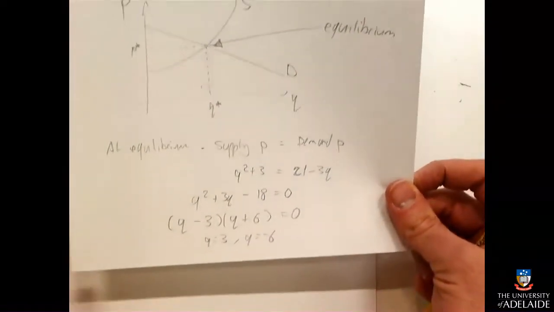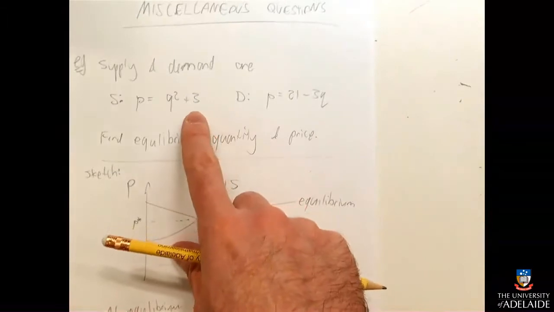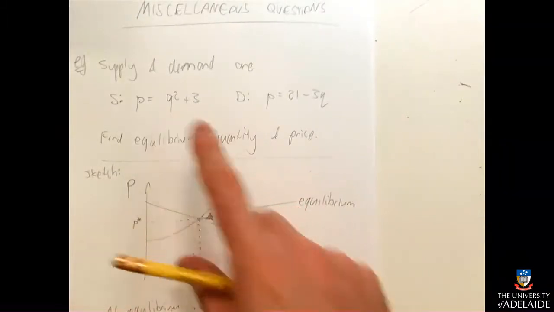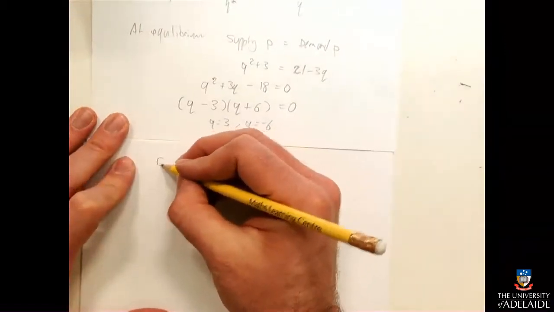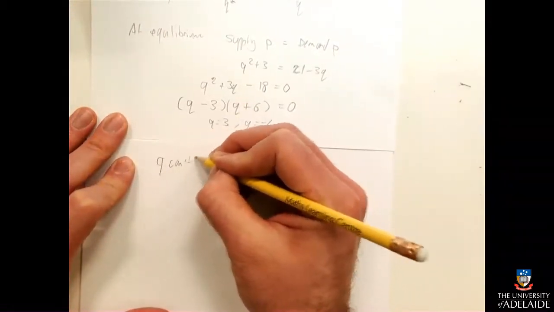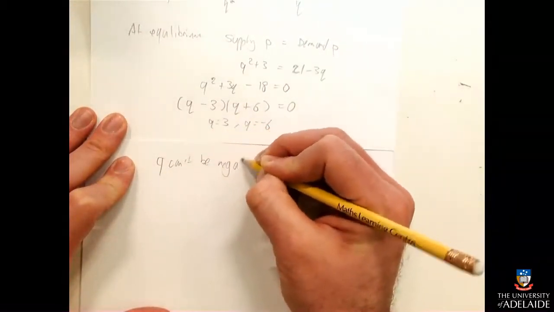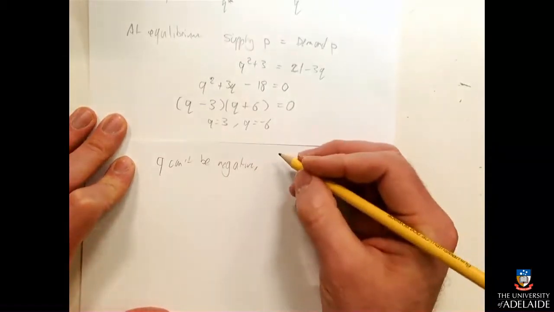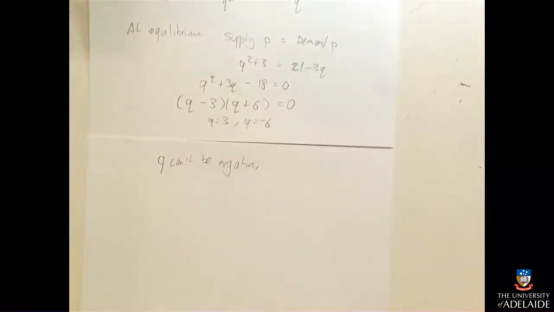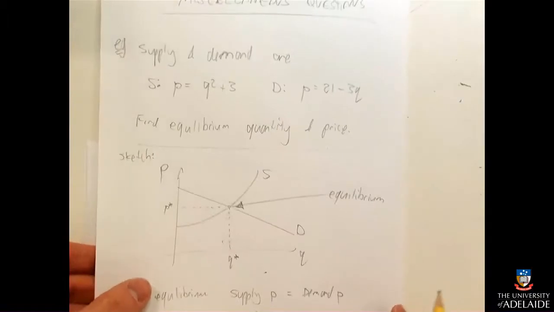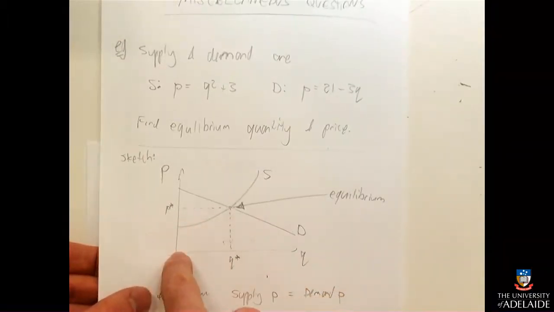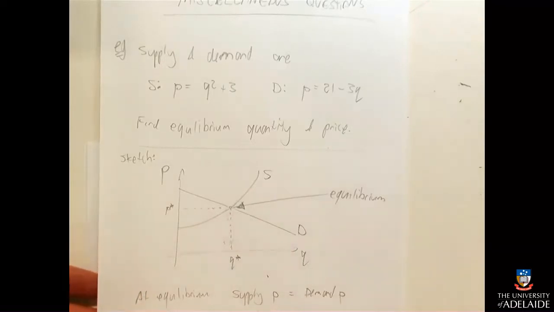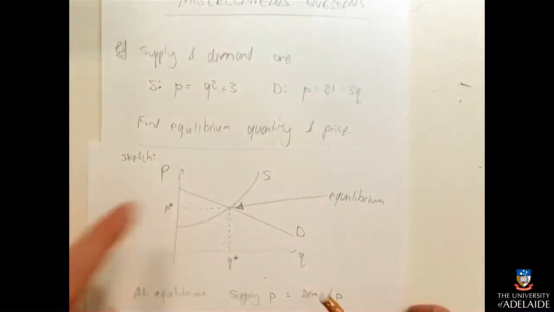Well, let's just see. When Q is 3, do they actually match up? Let's just check. I'm just going to say, Q can't be negative. Oh no, it's all good. The world makes sense again. That's P equals 3. Q is 0 at that spot. Right, I was looking at the wrong axis. That's where P is 3, but we should still check.